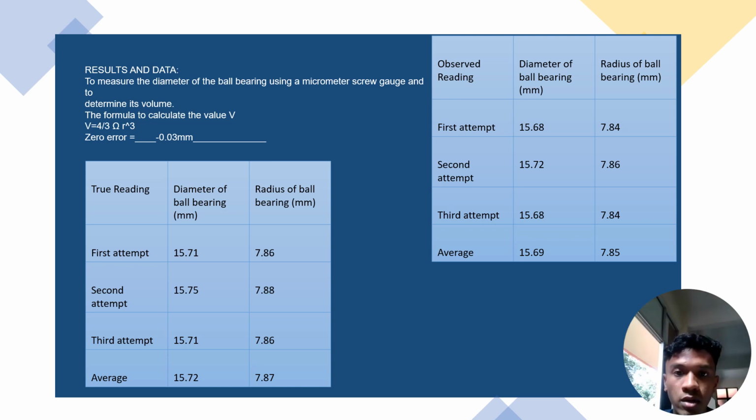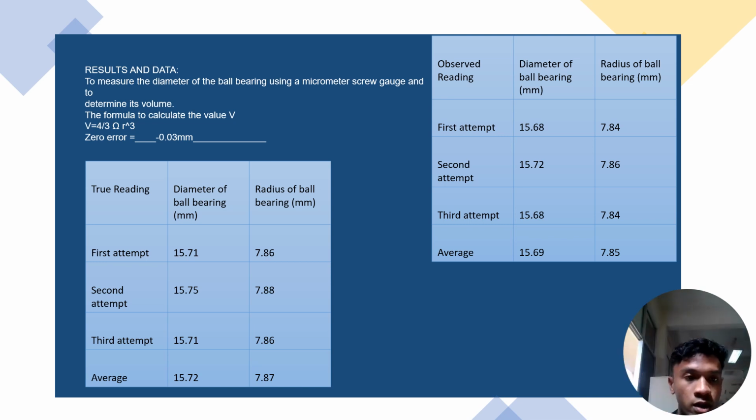So the diameter of ball bearing for observed reading at first attempt is 15.68, the second attempt is 15.72, and the third attempt is 15.68. So the average we got is 15.69. For the radius of ball bearing, the first attempt we got is 7.84, the second attempt we got 7.86, and lastly we got 7.84. So the average is 7.85.